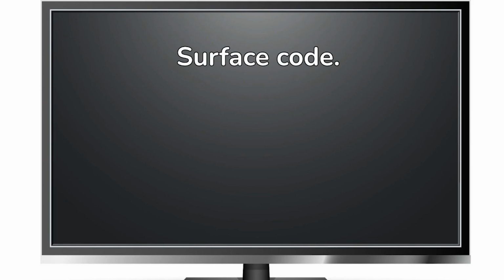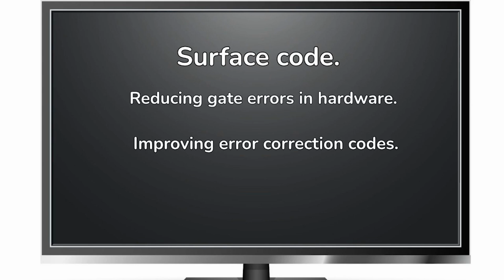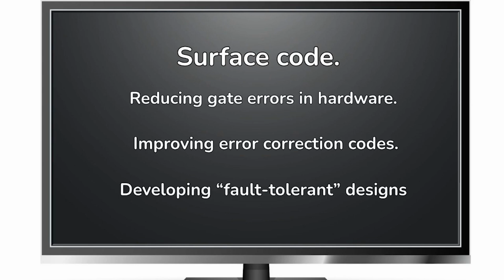Until we can correct errors reliably, quantum computers will struggle to scale. That's why researchers are working on reducing gate errors in hardware, improving error correction codes, and developing fault-tolerant designs where the computer keeps running even if parts fail. In 2023, IBM announced a big step forward, demonstrating the ability to detect and correct errors in real time on a small quantum processor. This isn't full fault tolerance yet, but it's a major milestone.